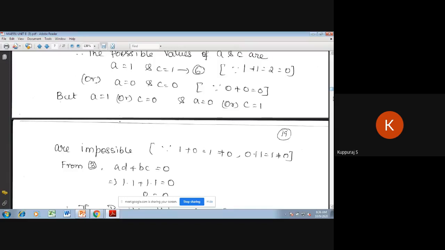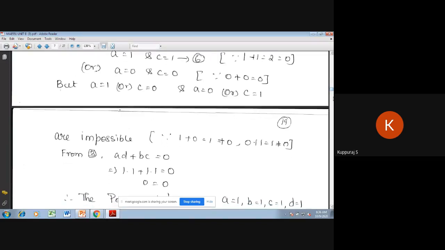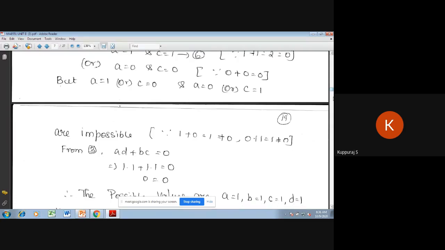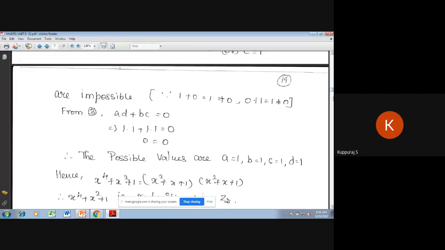Then from equation 3, a into d plus b into c is equal to 0. So now putting a equal to 1, d equal to 1, b equal to 1, c equal to 1, you can get 2 is equal to 0, which means 2 is congruent to 0 under mod 2. So the possible values of a, b, c, d are all 1.